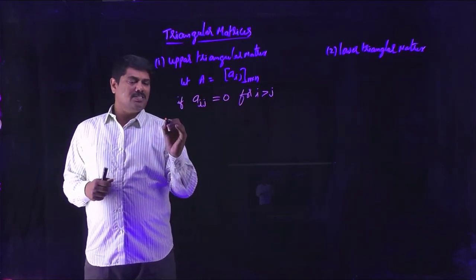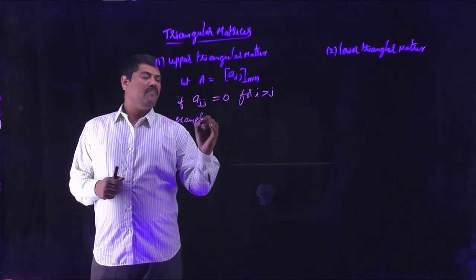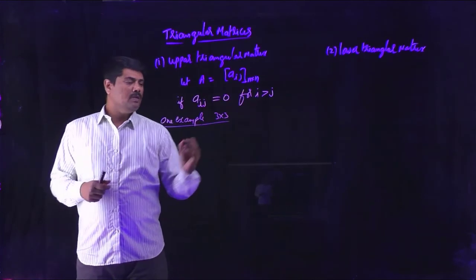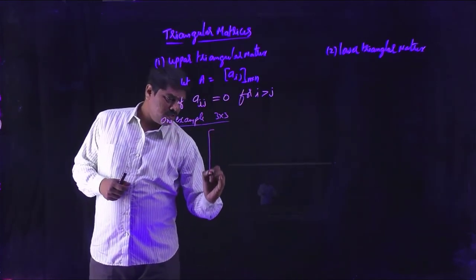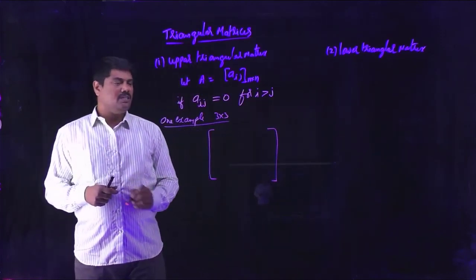Now let us consider one example: an example of a 3 by 3 upper triangular matrix. Generally a 3 by 3 matrix consists of 3 rows and 3 columns.